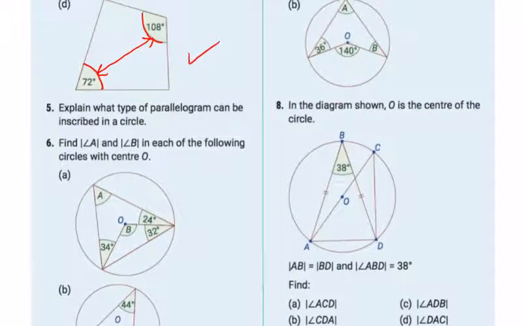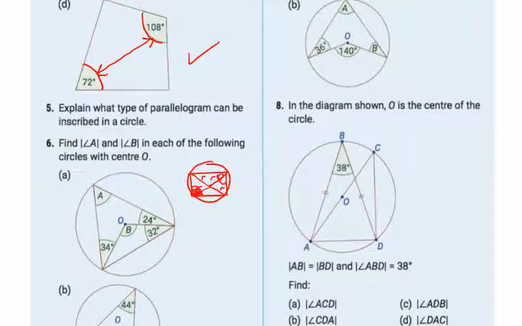What type of parallelogram can be inscribed in a circle? Well, here's a circle. For it to be inscribed in it, it would have to all have straight sides. So you can see that's a radius, that's a radius, that's a radius, and that's a radius. We would have to have all 90-degree angles for a parallelogram to be inscribed in a circle, because these would have to add to 180.